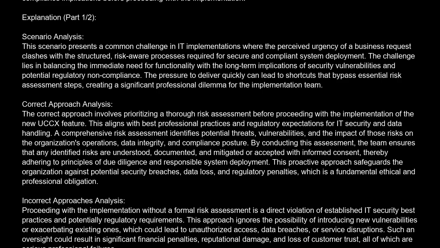A comprehensive risk assessment identifies potential threats, vulnerabilities, and the impact of those risks on the organization's operations, data integrity, and compliance posture. By conducting this assessment, the team ensures that any identified risks are understood, documented, and mitigated or accepted with informed consent, thereby adhering to principles of due diligence and responsible system deployment. This proactive approach safeguards the organization against potential security breaches, data loss, and regulatory penalties, which is a fundamental ethical and professional obligation. Incorrect approaches analysis.